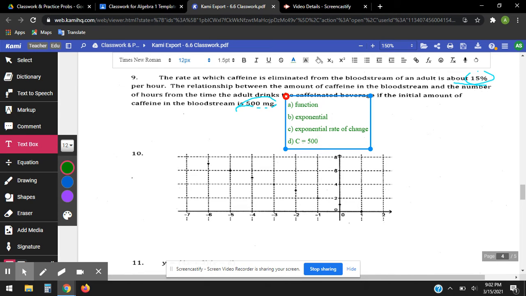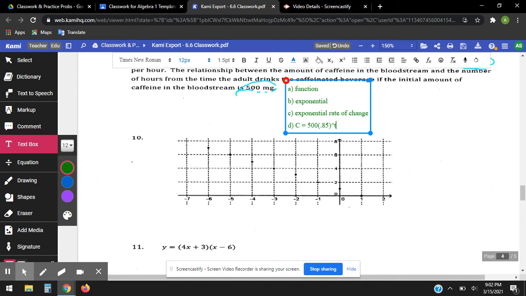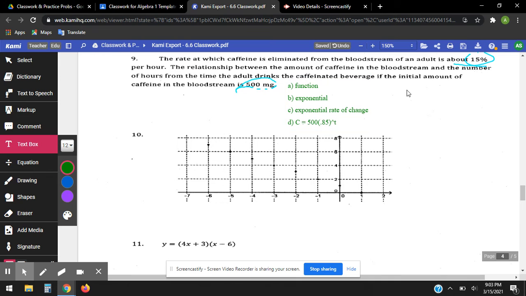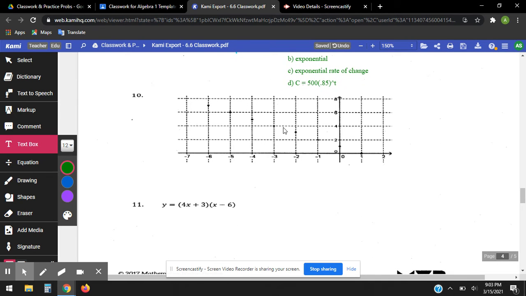with 500, and then I'm going to multiply it by not the 15%, because it loses 15. So that means 85% is still in the bloodstream, and that is to the x. Well, we'll do t, right? Time, the time. So that is my equation. Again, bringing back memories from earlier lessons.